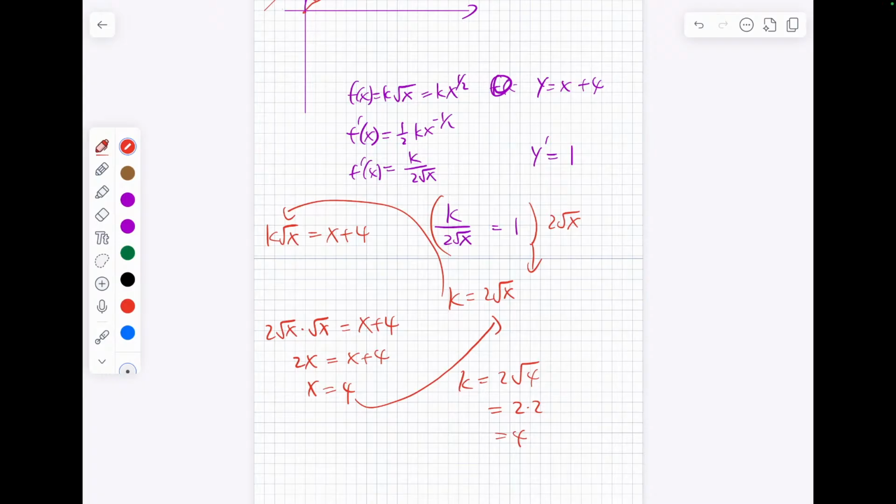Today, the algebra part is challenging. The idea is actually pretty simple. If they are tangent to each other, that means the slope has to be equal to each other because the derivative has to be equal. Then you have to come up with a second statement because you have two variables, k and x. You must have two equations to solve. In this case, it's usually better to do a substitution.